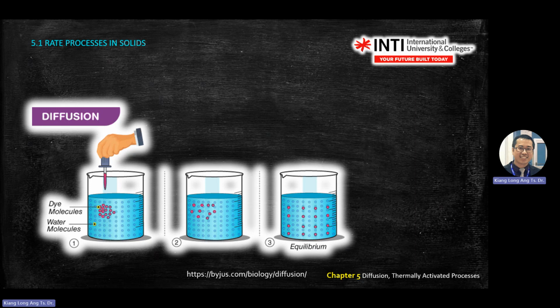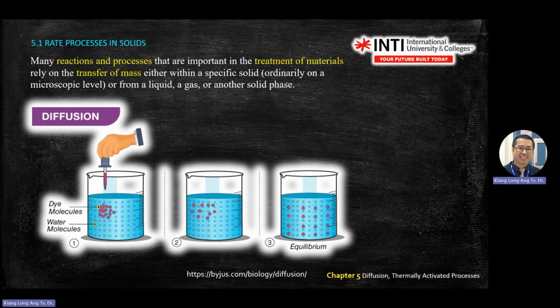And if you follow the Hume-Rothery rules, the size must not be more than 15%. The crystal structure must be the same. The electron valence must be the same. No chemical reaction happens. All of this must be fulfilled. Okay, so this one you read.